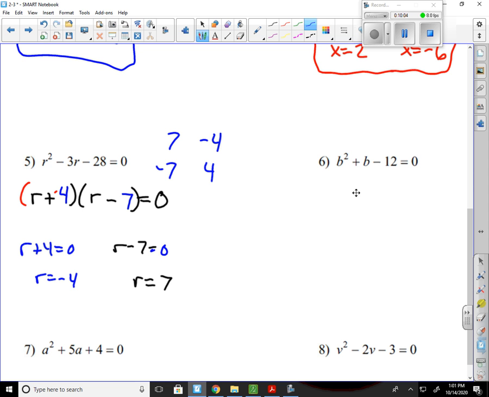Number 6, b squared plus b minus 12 equals 0. Think about what multiplies to give you 12. 12 and 1, 6 and 2. I know it's going to be what in the middle here? It's a minus and then a plus in the middle. So that tells me that it's going to be a plus and a minus.